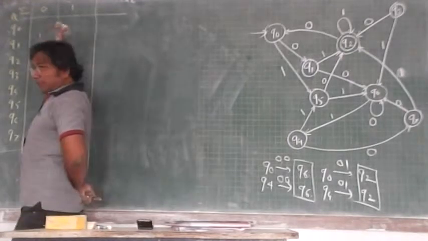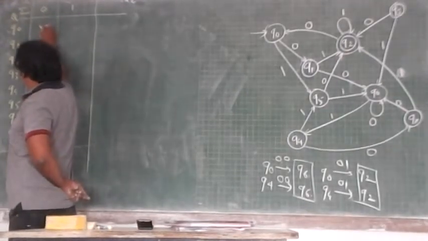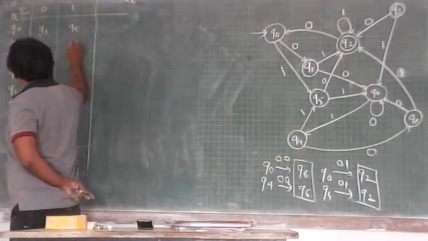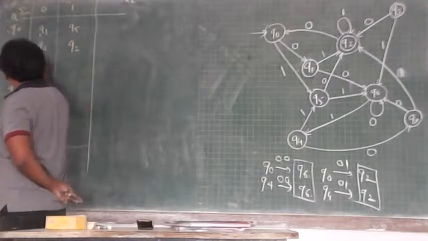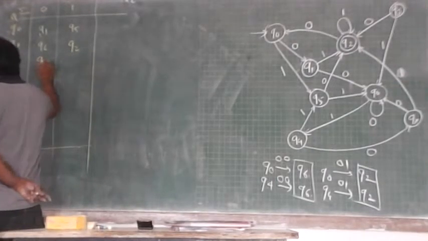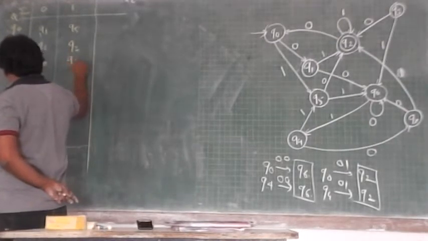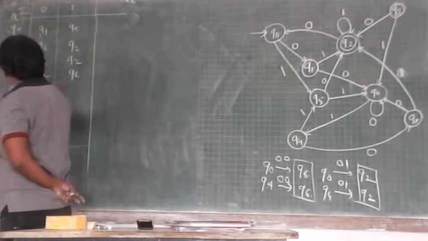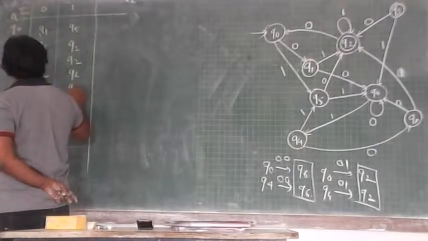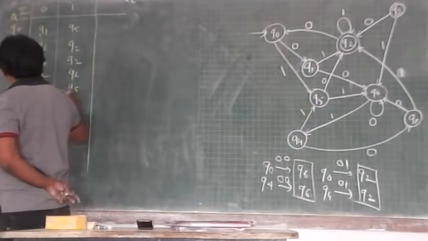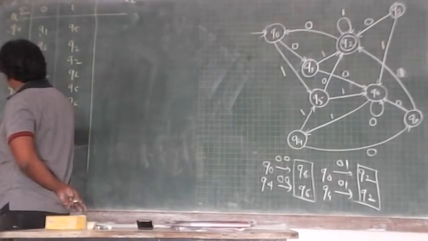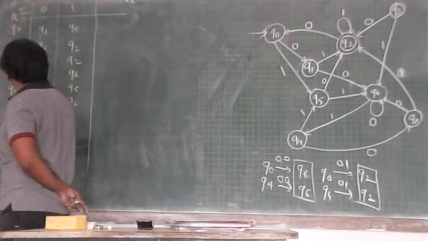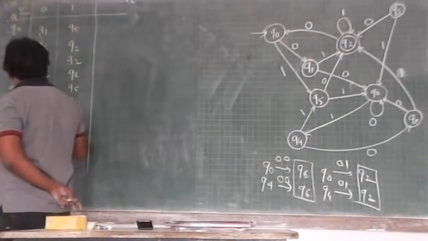From Q0 for 0, please see the diagram and tell me the steps. From Q0: 0 goes to Q1, 1 goes to Q5. Q1: 0 goes to Q6, 1 goes to Q2. Q2: 0 goes to Q0, 1 goes to Q2. Q3: 0 goes to Q2, 1 goes to Q6. Q4: 0 goes to Q7, 1 goes to Q5. Q5: 0 goes to Q2, 1 goes to Q6. Q6: 0 goes to Q6, 1 goes to Q4. Q7: 0 goes to Q6, 1 goes to Q2. Okay, fine.